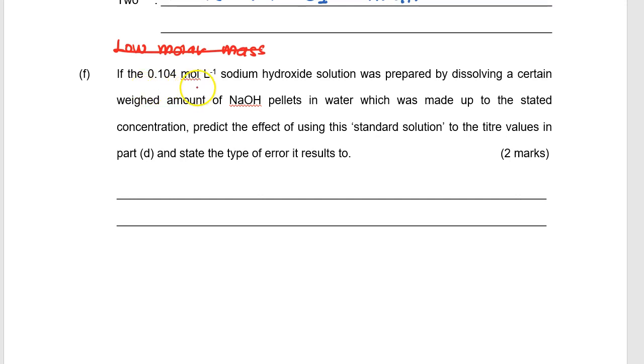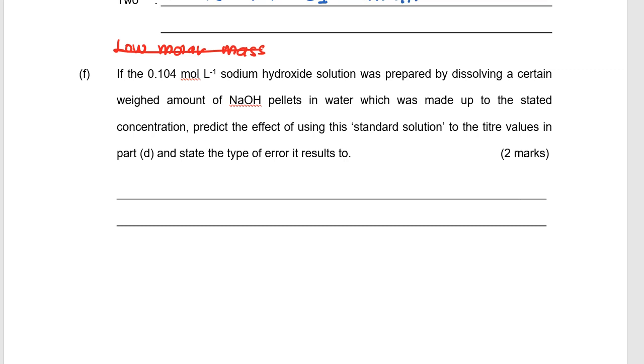Okay, if this sodium hydroxide solution is prepared by dissolving a certain weighed amount of sodium hydroxide pellets in water, which is made up to the stated concentration, predict the effect of this standard solution. Now, most of the students who wrote this answer end up writing the titer value will be higher or lower, higher or lower. Now, there is only one answer, which is higher. Okay, how will it get higher?